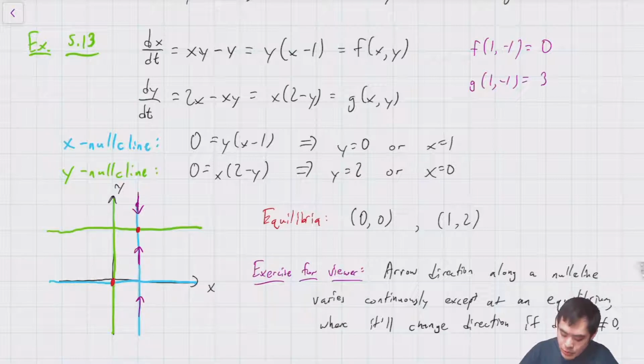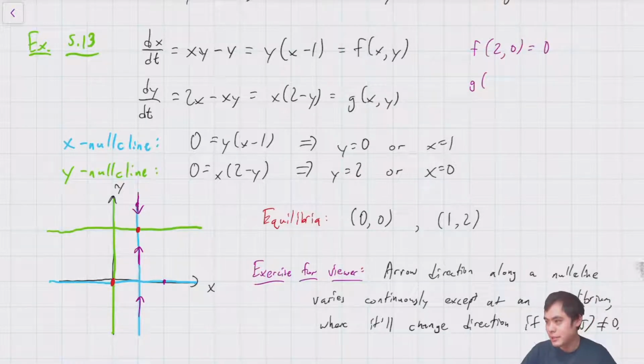What about at the point 2, 0? At the point 2, 0, that is still on the x nullcline, so f is still equal to 0. So the x direction value is equal to 0. But g of 2, 0 is equal to 4. So that is still going up, because that's the y coordinate. That's going up. And if you look here, that's also going up.